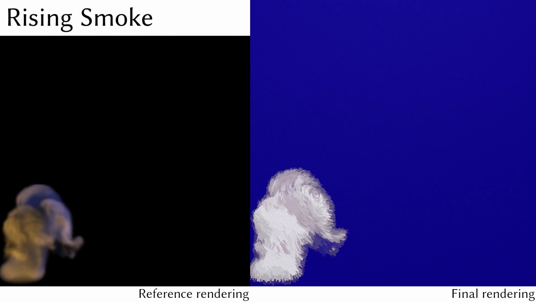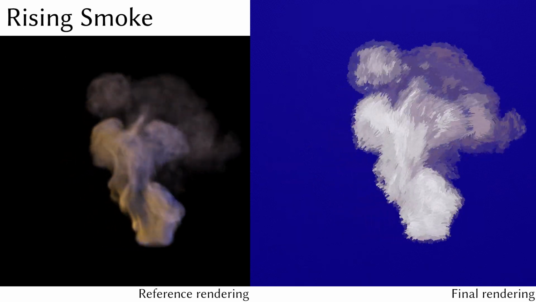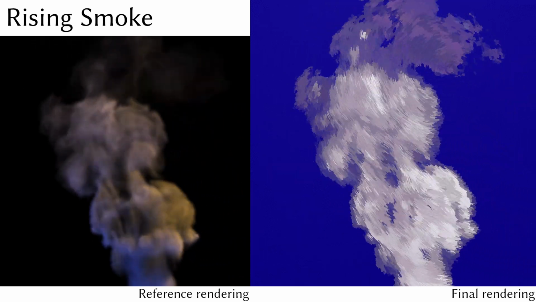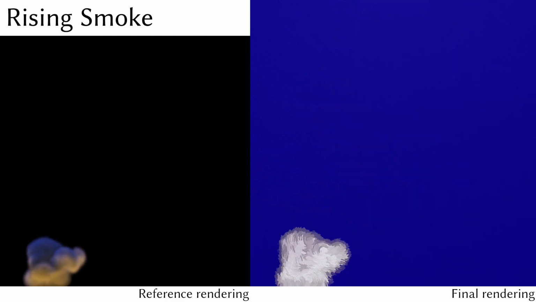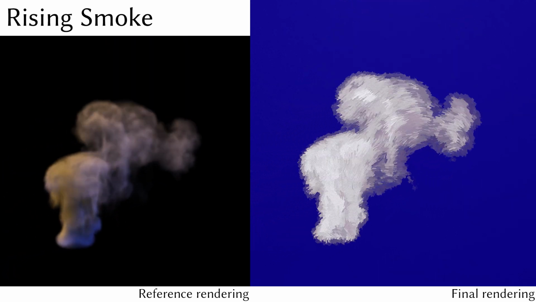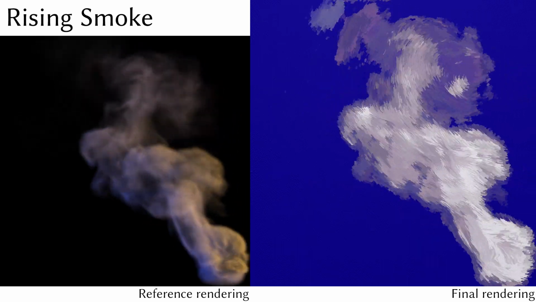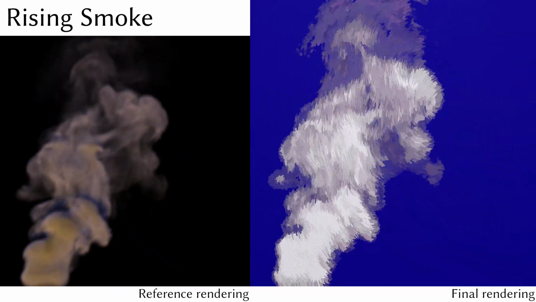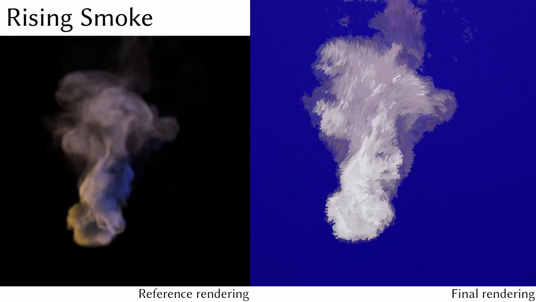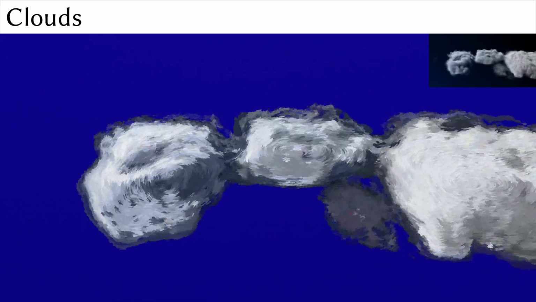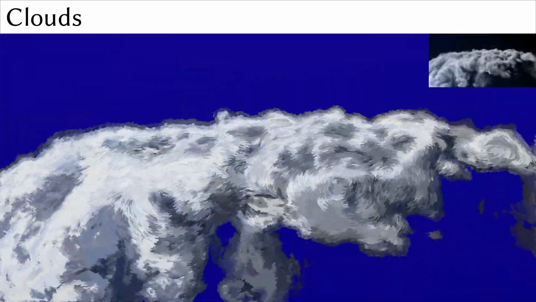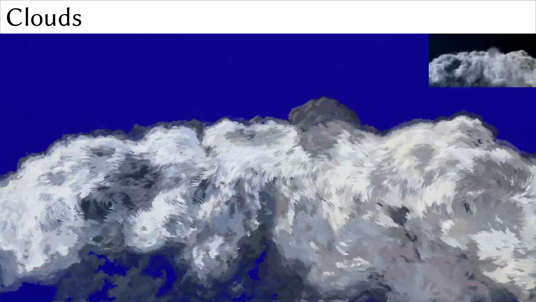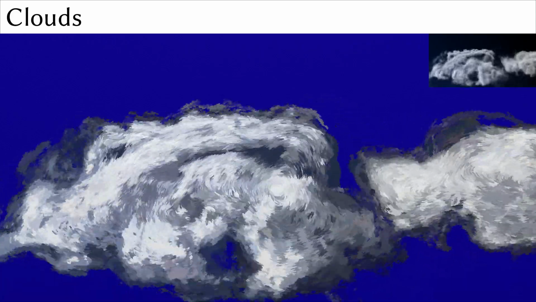We begin with the rising smoke example. A single column of smoke rises under animated lighting and camera motion. The generated strokes follow the swirling flow and smoothly transition across dense and sparse regions, maintaining stylistic consistency throughout the sequence. In the clouds example, a swarm of clouds moves toward the viewer. Dense clusters rise and gradually thin out as they dissipate. The use of opaque strokes vividly captures these transitions, conveying the evolving structure of the clouds.